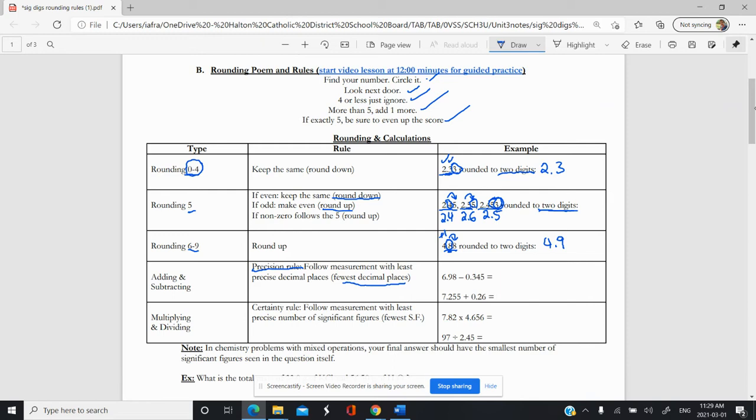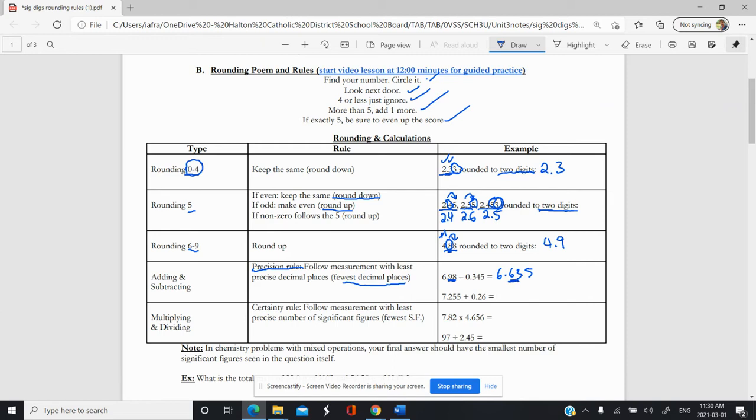So suppose we're subtracting these numbers here. We're doing a subtraction. 6.98 minus 0.345. The one with the least precise decimal places is 6.98 because there's only 2 decimal places here. So our final number should have 2 decimal places. So let's put that in our calculator, 6.98 minus 0.345, and we get 6.635.